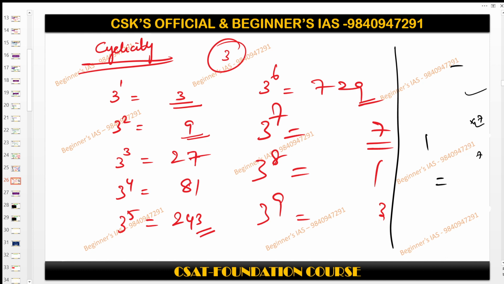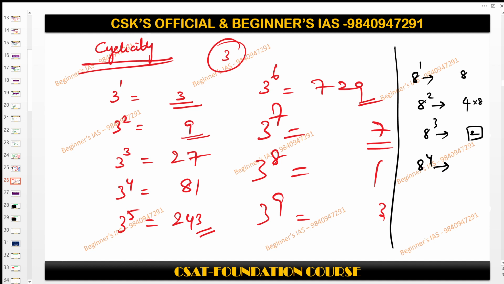Now, the next thing you need to understand. Check with 8. 8 power 1 is 8. 8 power 2 is 64. 8 power 3, what? You just multiply the unit place, simple. 4 into 8 is 32, so 2. 2 into 8 is 16, so 6. 6 into 8 is 48, so 8. Yes, sir. So it is a 4 cycle now: 1, 2, 3, 4 cycle.